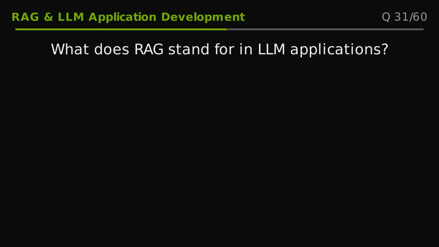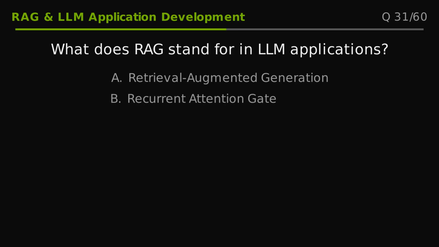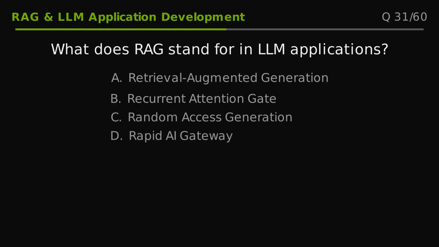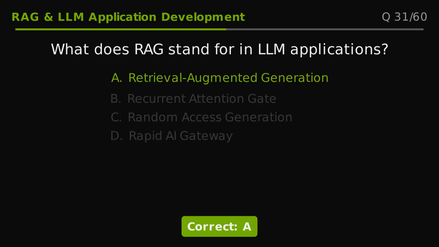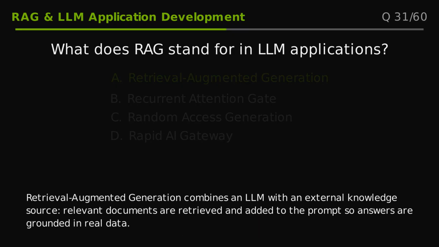Next section. RAG and AI application development. Question 31. What does RAG stand for in AI applications? Option A. Retrieval augmented generation. Option B. Recurrent retention rate. Option C. Random access generation. Option D. Rapid AI Gateway. The correct answer is A. Retrieval augmented generation combines an LLM with an external knowledge source. Relevant documents are retrieved and added to the prompt so answers are grounded in real data.